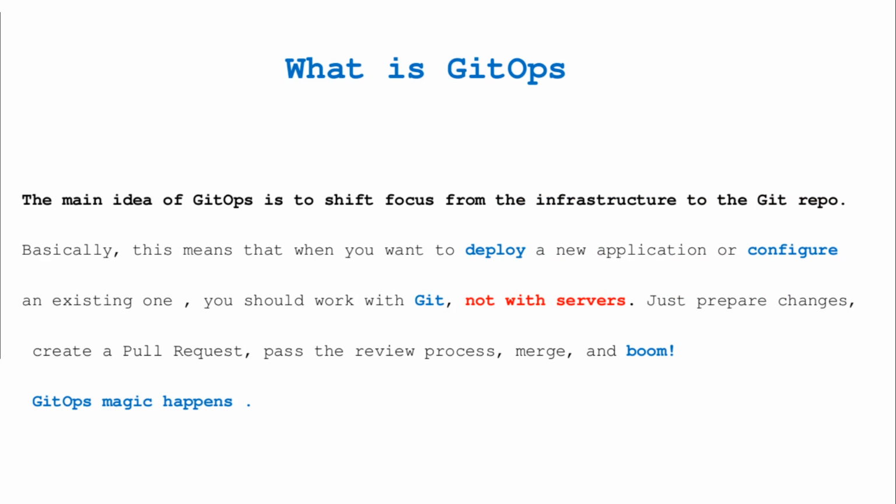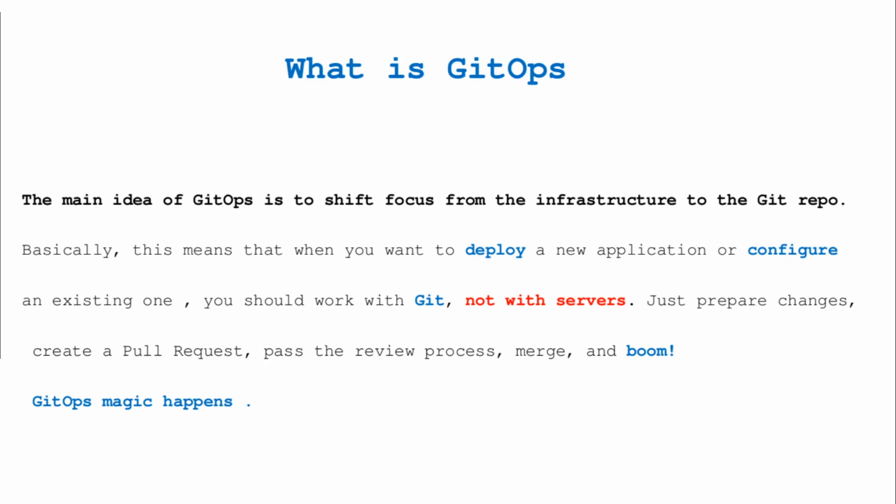The main idea of GitOps is to shift focus from the infrastructure to the Git repo. Basically, this means that when you want to deploy a new application or configure an existing one, you should work with Git, not with servers. Just prepare a change, create a pull request, pass the review process, merge, and boom! GitOps magic happens. There are two ways to implement the deployment strategy for GitOps: push-based and pull-based deployments.